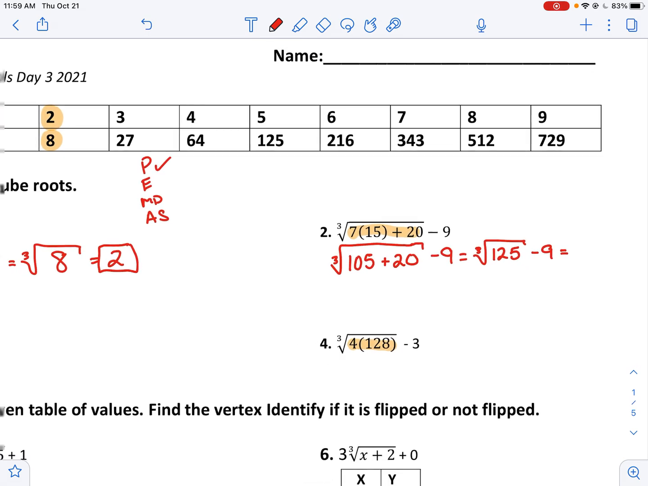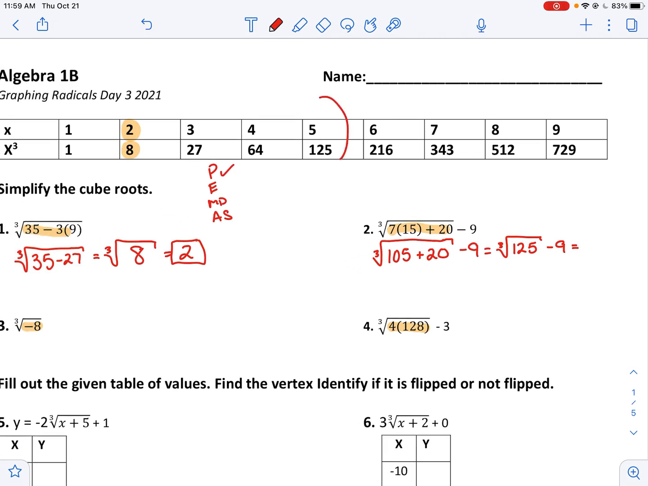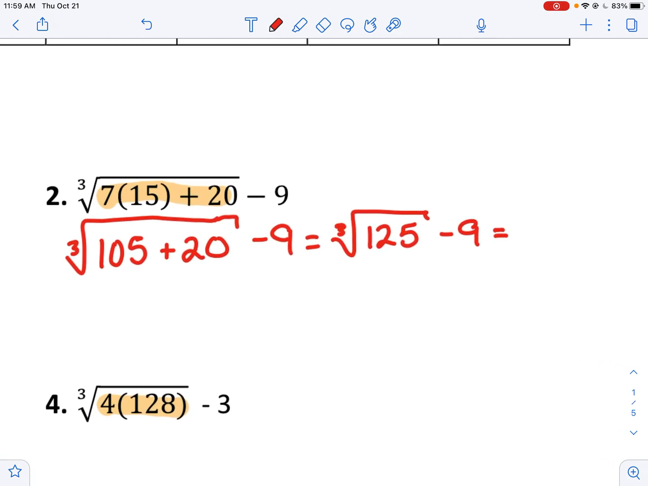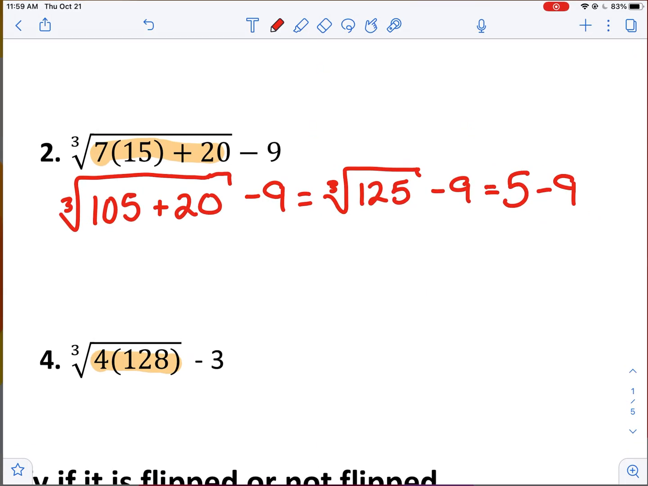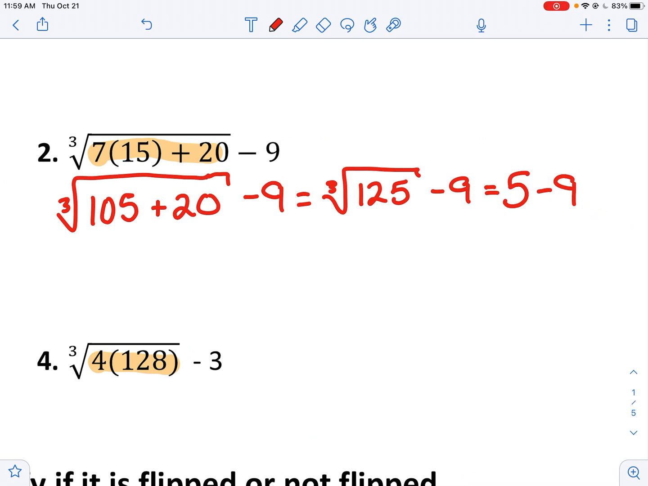The cube root of 125 is going to be 5. And again, once you take your cube root, you don't need that cube root symbol anymore. Copy down your minus 9. And you would get 5 minus 9 is negative 4.